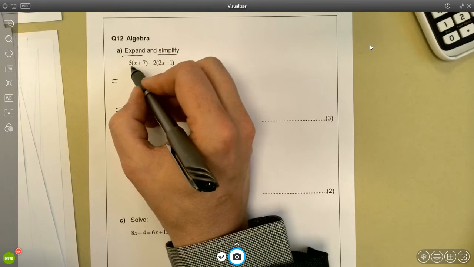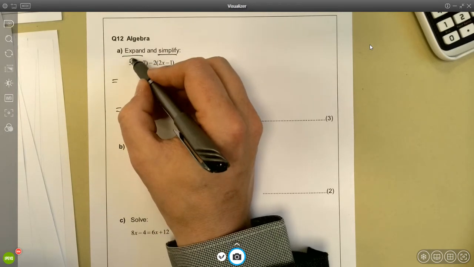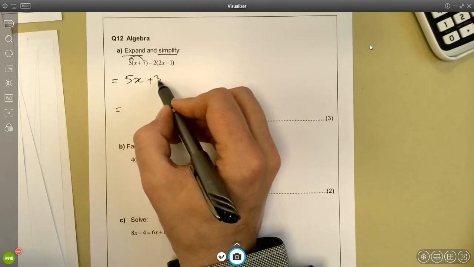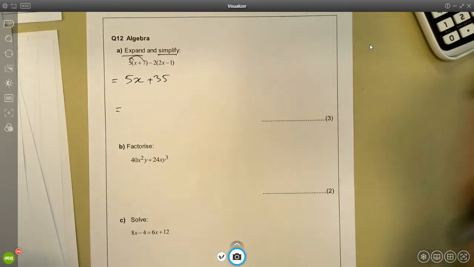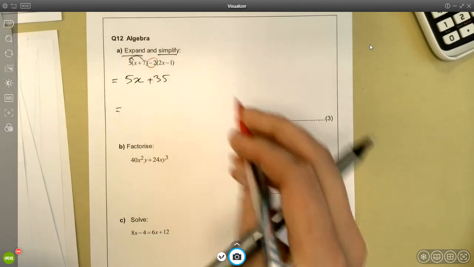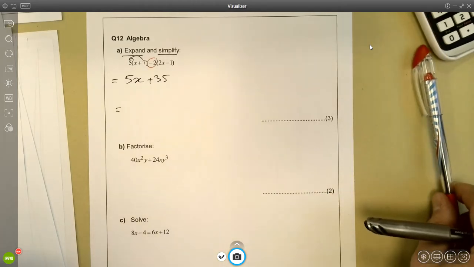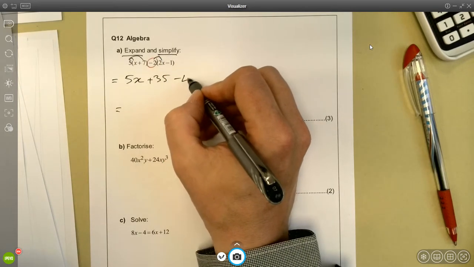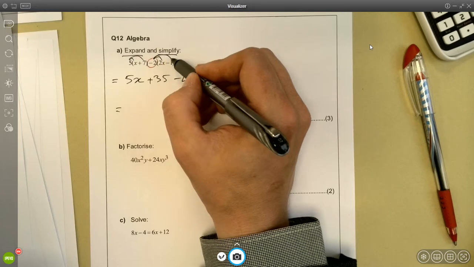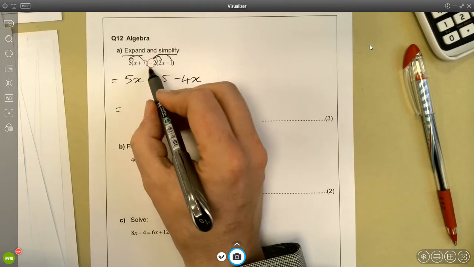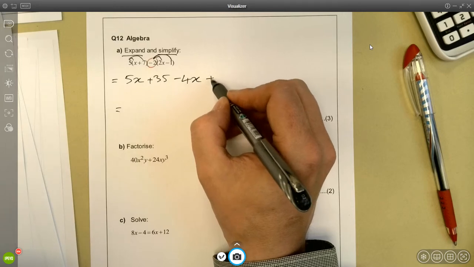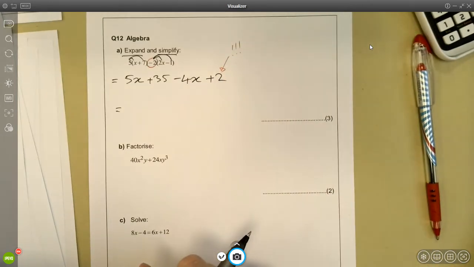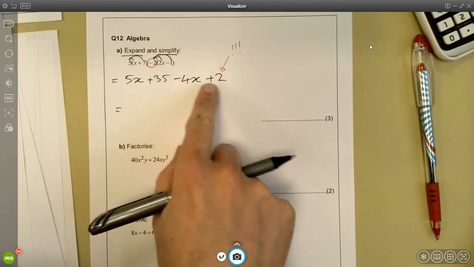So expand means multiply this bracket out. 5 times x gives me 5x. 5 times a positive 7 is 35. Now here, we're going to think of this as a negative 2 multiplied by everything here. So we've got negative 2 times 2x. That's negative 4x. And negative 2 times a negative 1, negative times negative gives me positive 2. That is the bit where people go wrong. Negative times negative gives you positive here.